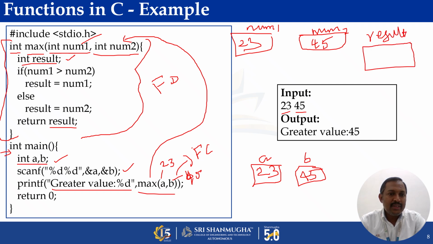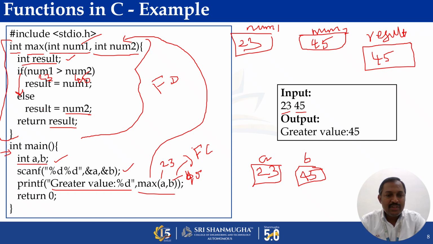The next, if num1 greater than num2, what is the num1 value? 23, num2 value 45. Is 23 greater than 45? Condition false, the control will move to the else part. Num2 value is stored into result. What is num2 value? 45, which is stored in the result variable. Next, we exit from the if condition statements.